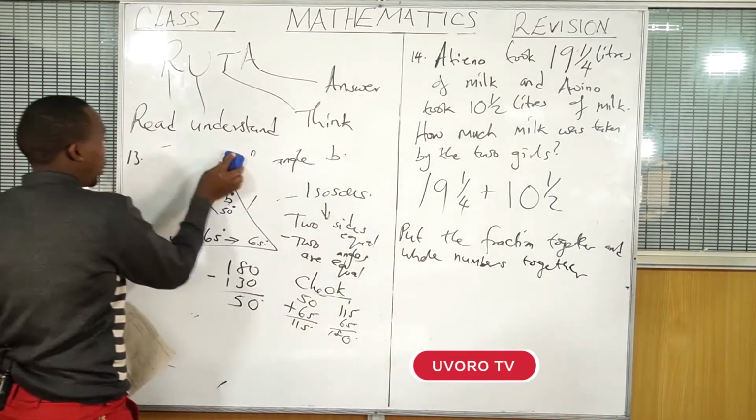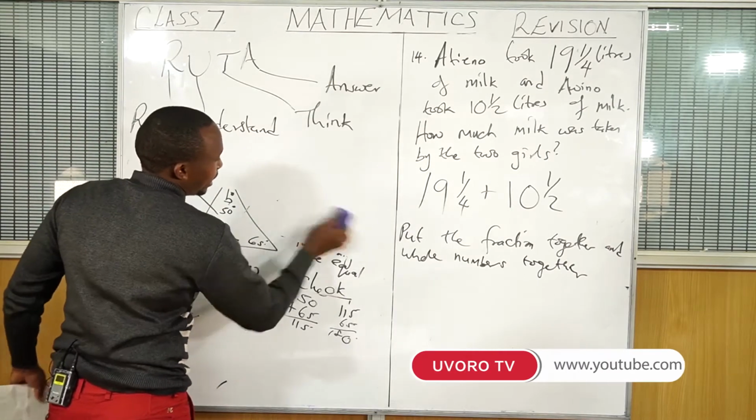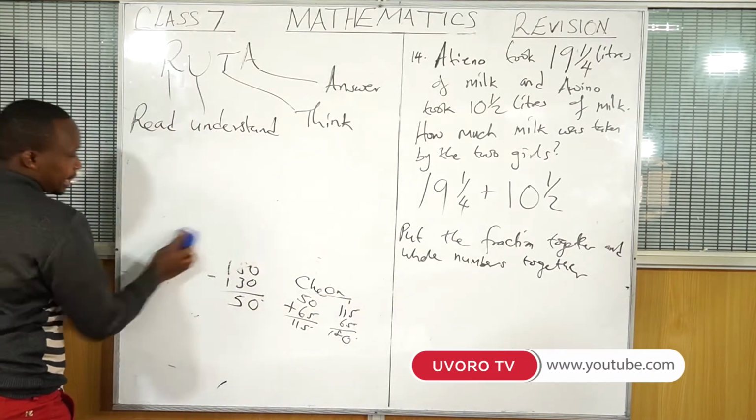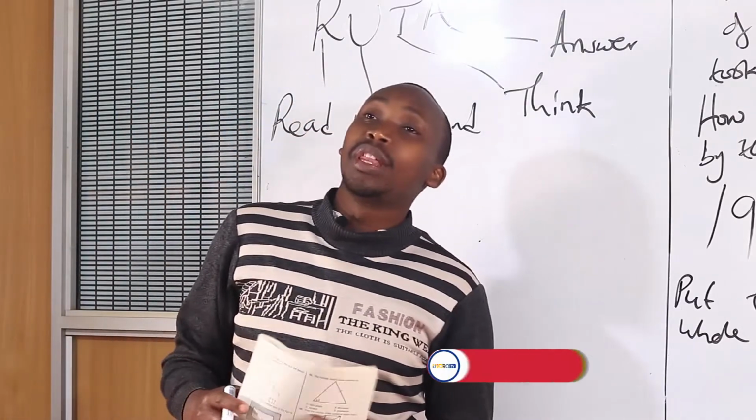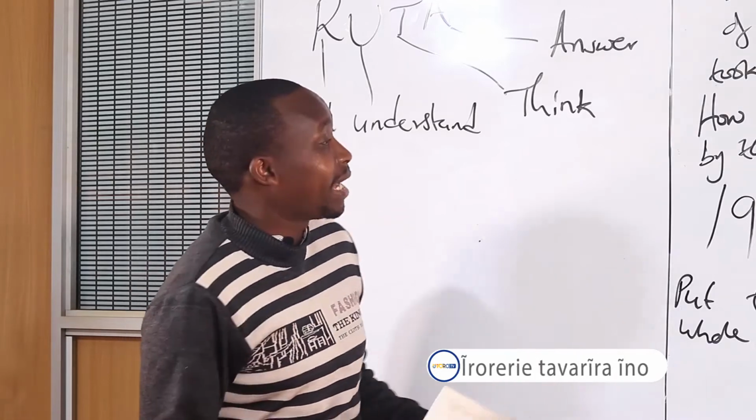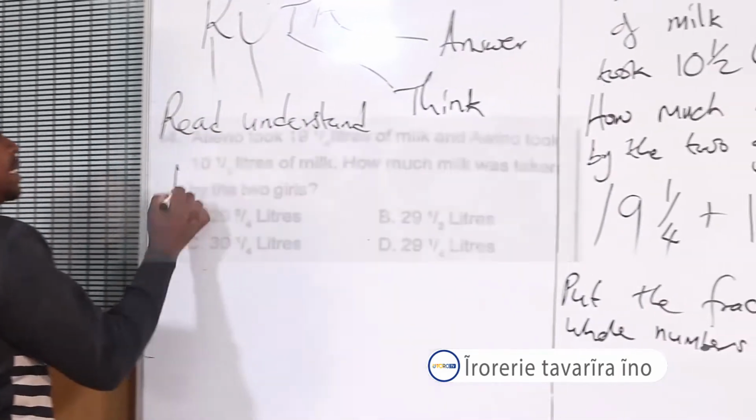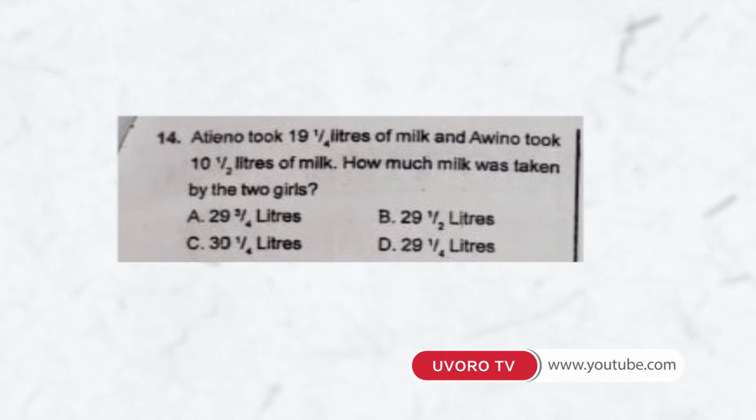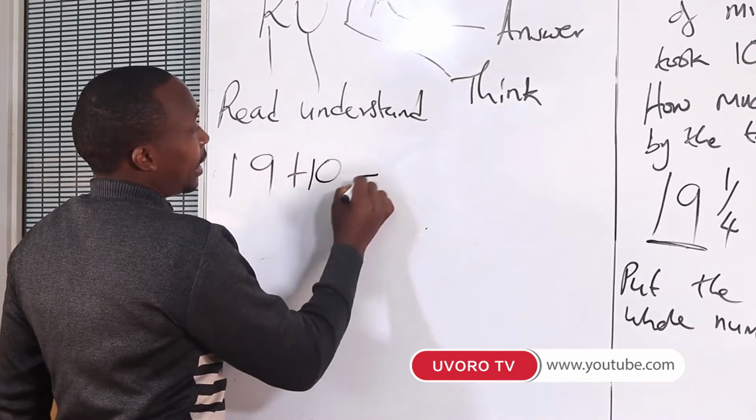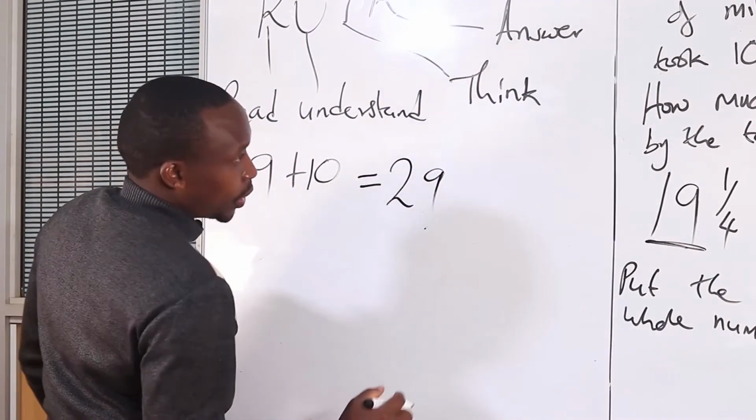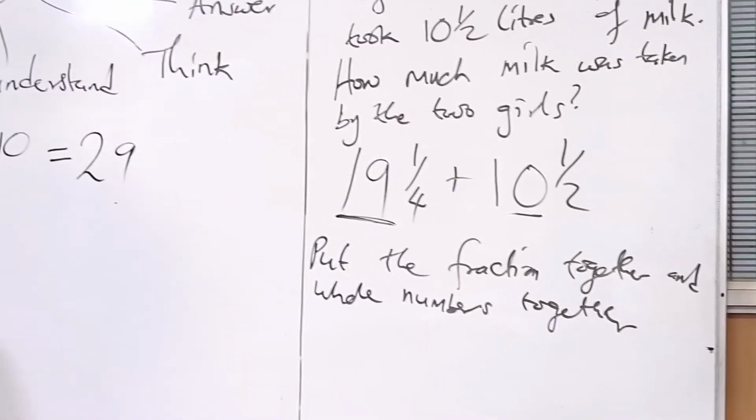Somebody to identify for me the whole numbers. Yes. The whole numbers are numbers without fractions. So, the first one, whole number, is 19 plus the other one. The whole number is what? Yes, very good. 10. So what is 19 plus 10? 29. So then you put the fractions together.